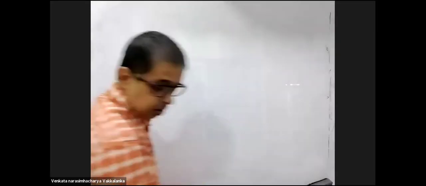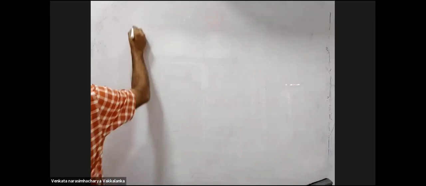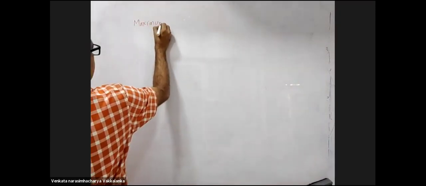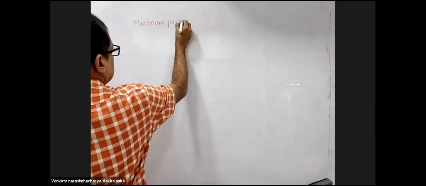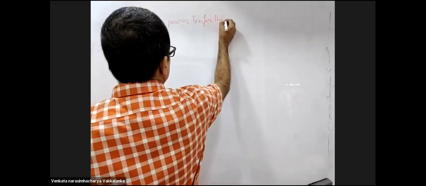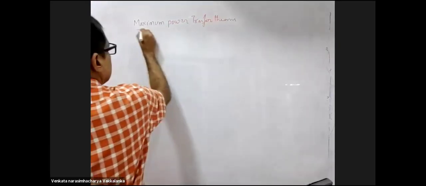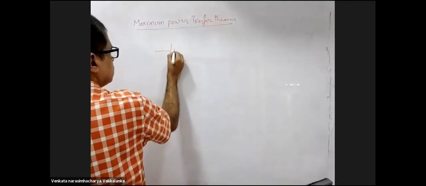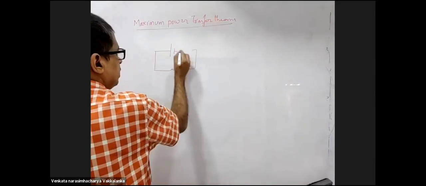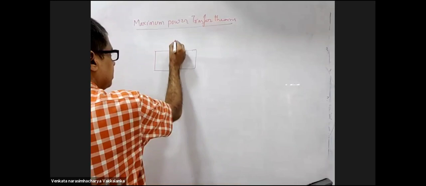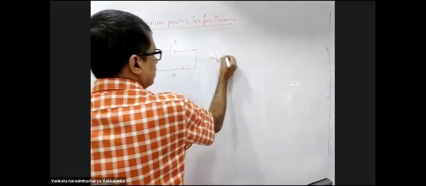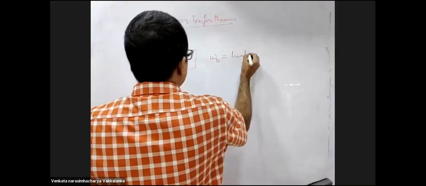Now this is called maximum power transfer theorem. When can I transfer maximum power to a resistor? Before that, first calculate the heat lost in a resistor. Work done by the battery should be equal to heat dissipated.